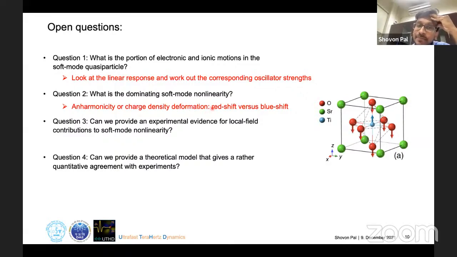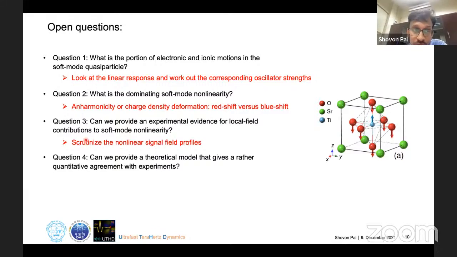One can see that by looking closely into the type of shift that happens when you pump the system. If you have a red shift, it would be the anharmonicity, whereas if you have a blue shift, it would correspond to the charge density deformation being the dominating soft mode nonlinearity. Now, one would also like to know if we can provide experimental evidence of what we call the local field contribution. This comes purely from the fact that the electronic cloud and the ionic motion are coupled to each other, and one has to take this coupling into account. And we can look into this.